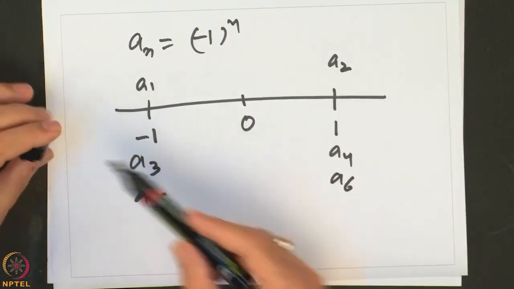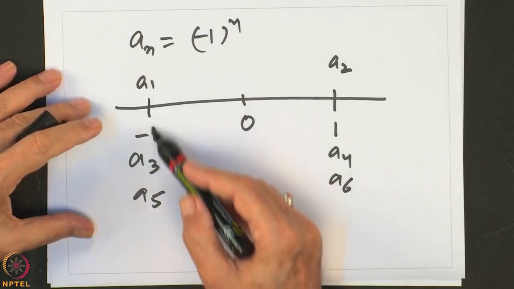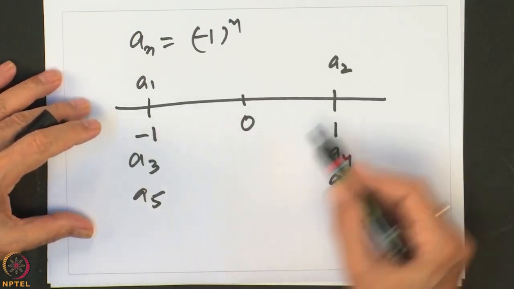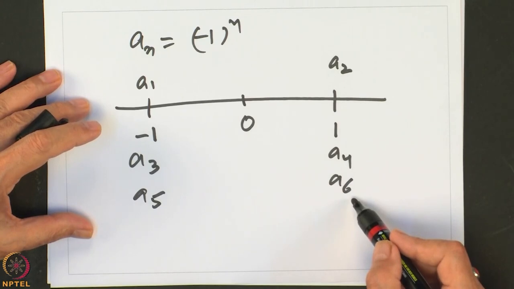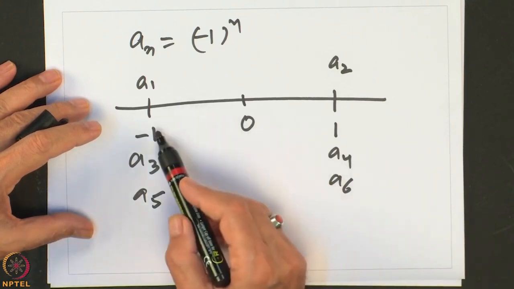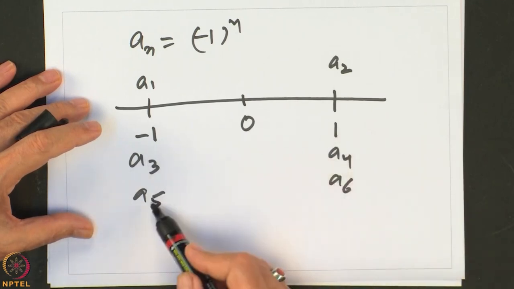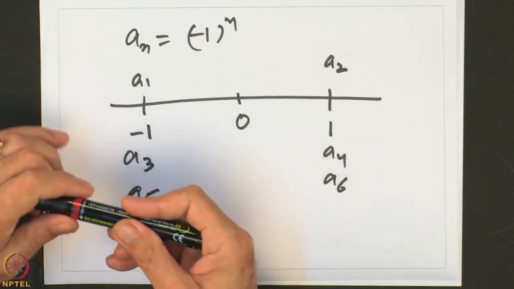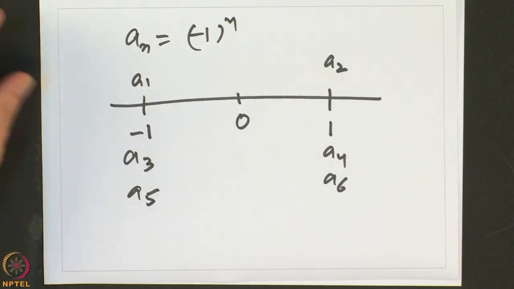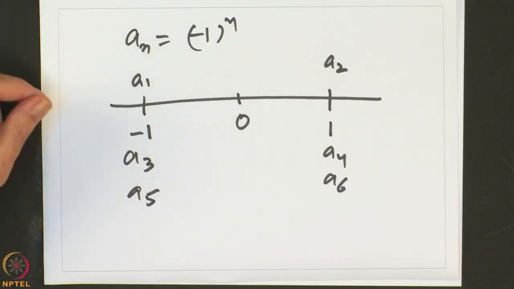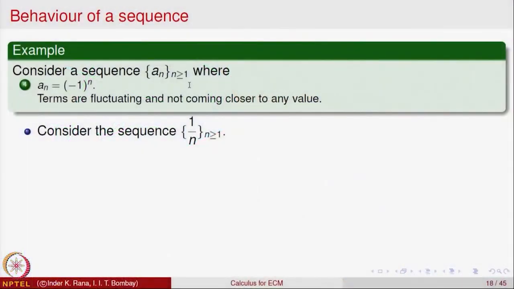So, all the odd terms will be at minus 1, all the even terms will be equal to 1. So, it fluctuates minus 1, plus 1, minus 1, plus 1, minus 1, plus 1. So, this sequence is neither increasing nor decreasing, it fluctuates at the values minus 1 and plus 1, it does not come closer to any value. So, the behavior of a sequence depends on what the sequence is.